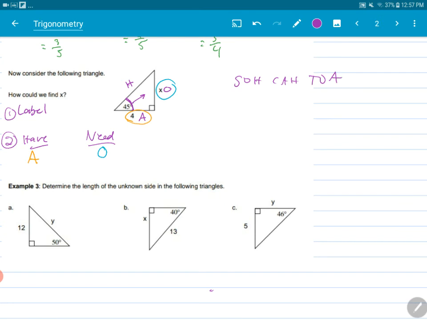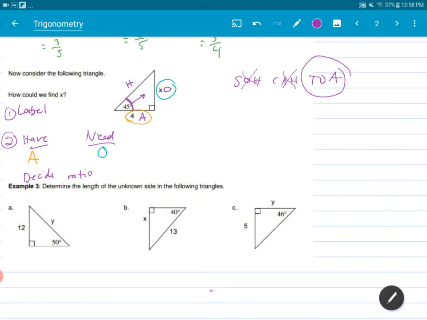So let's take a look at our SOHCAHTOA here. We decided that we have A and need O. Well, which of these have O and A in them? That's O and H, nope. That's A and H, nope. This one is O and A, so we know that we have to use tan. So let's set it up. You have to decide your ratio, because in the end, you're going to have to pick either sine, cosine, or tan.